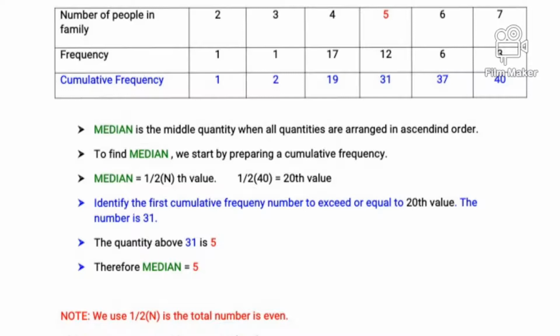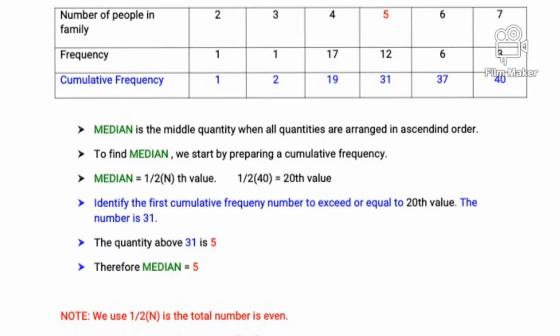So identify the first cumulative frequency number in the third row to exceed or be equal to 20. The number is 31. 31 is the first cumulative frequency number to exceed the 20th value. So it means that the quantity above 31 is your median. The quantity above 31 is 5. Therefore, median is equal to 5.